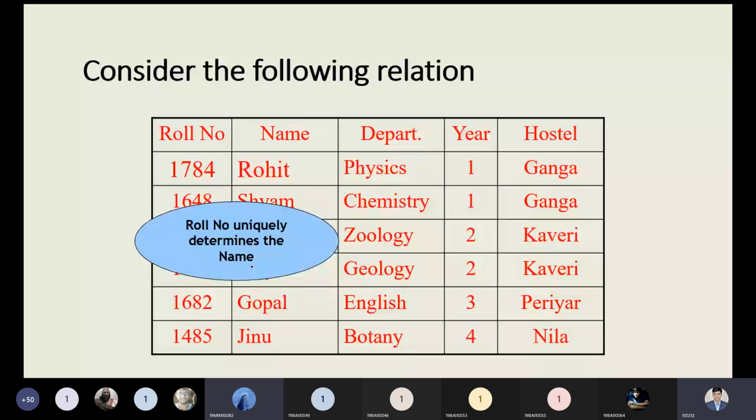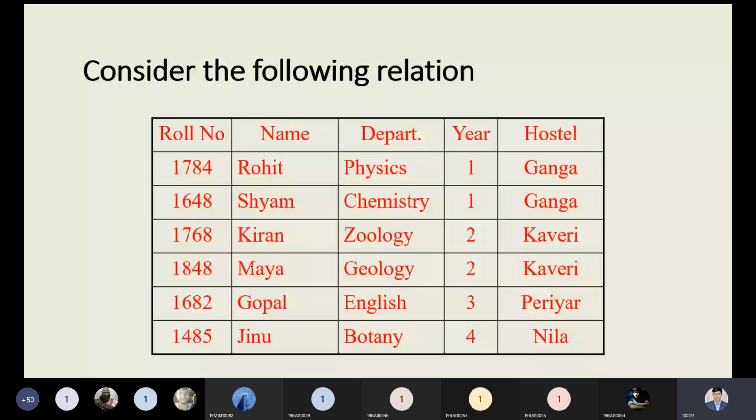Roll number uniquely determines the name. Yes, sir. Okay. So Rohit could appear many times, but each Rohit is associated with a roll number that determines he is a unique Rohit. So this is the point.